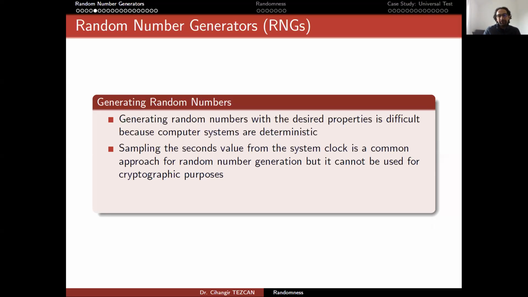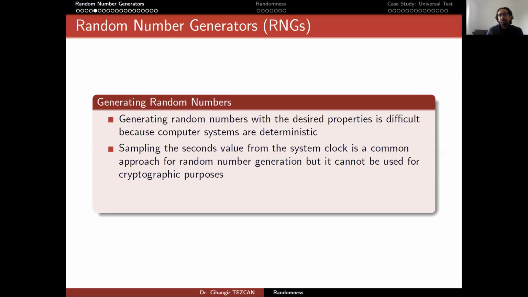So sampling the seconds value from the system clock is a common approach for random number generation, but it cannot be used for cryptographic purposes. This is a very common practice. You need a random value. For instance, especially in databases, when you want to add a new value to a table, you prefer some column to be unique. Most of the time this is done by using the seconds value that is taken from the system clock. But this is not, of course, random, if you consider the previous definitions.